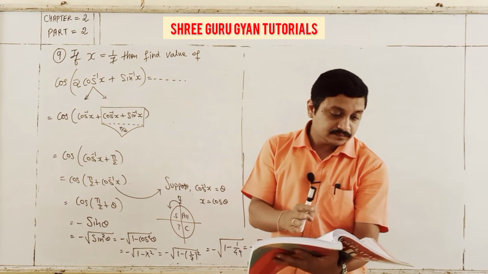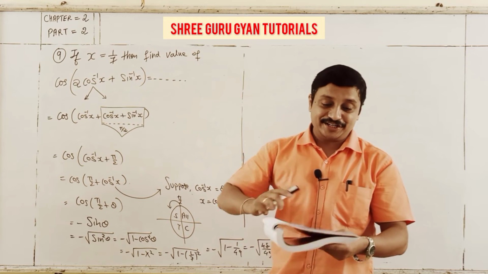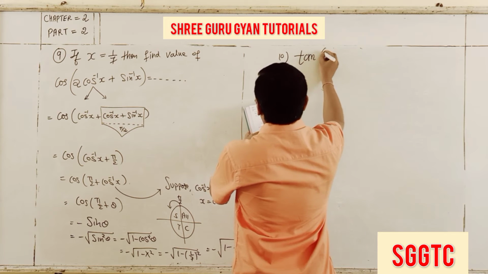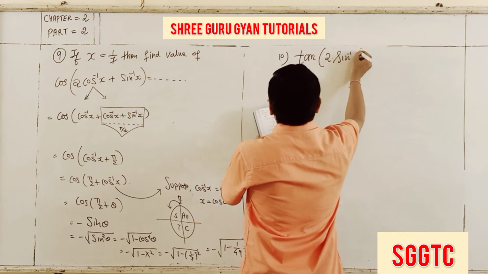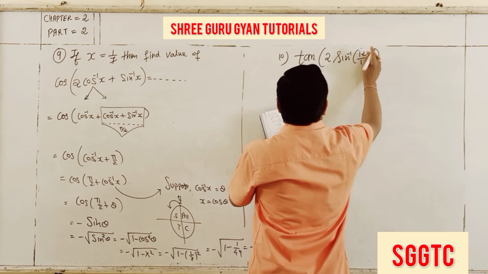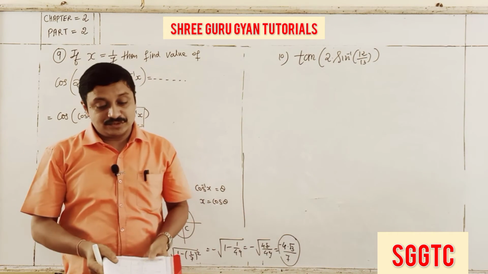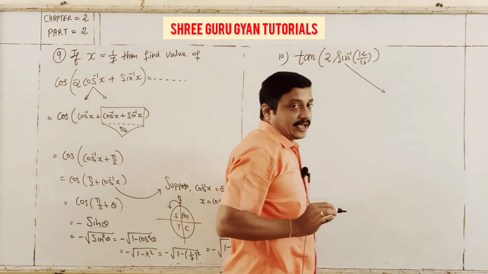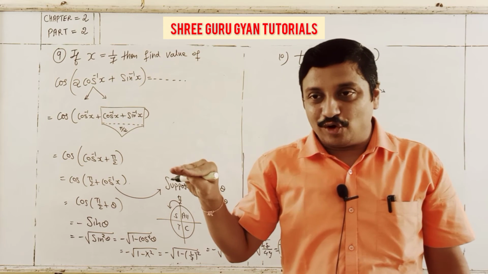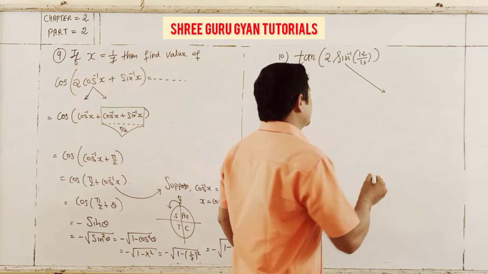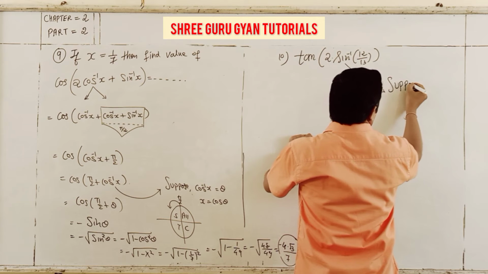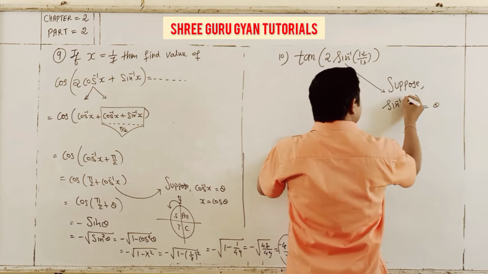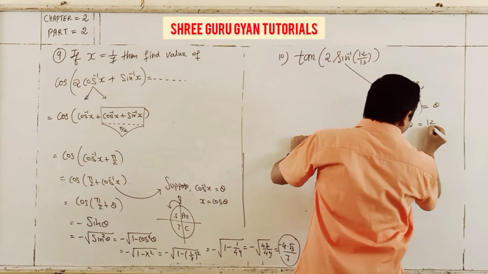In the 10th one, yes, this is also a very interesting question. Tan of 2 times sin inverse 12 by 13, find its value. Very easy. Here I assume theta and convert it for tan. So suppose sin inverse of 12 by 13 is theta. So sin theta is 12 by 13.